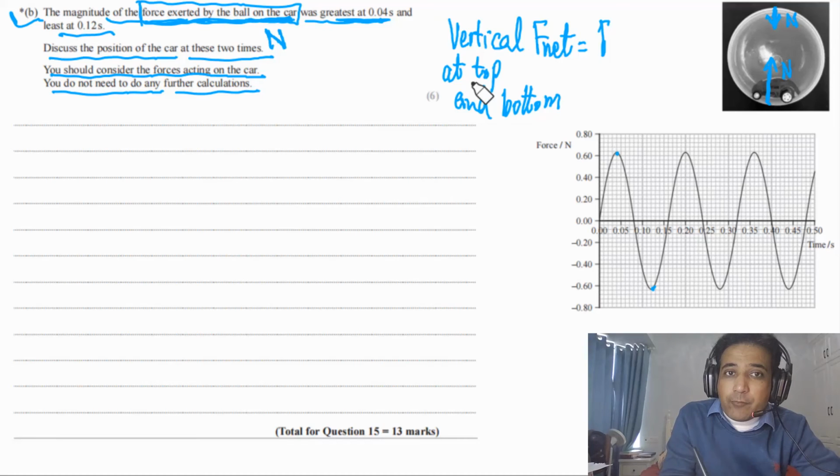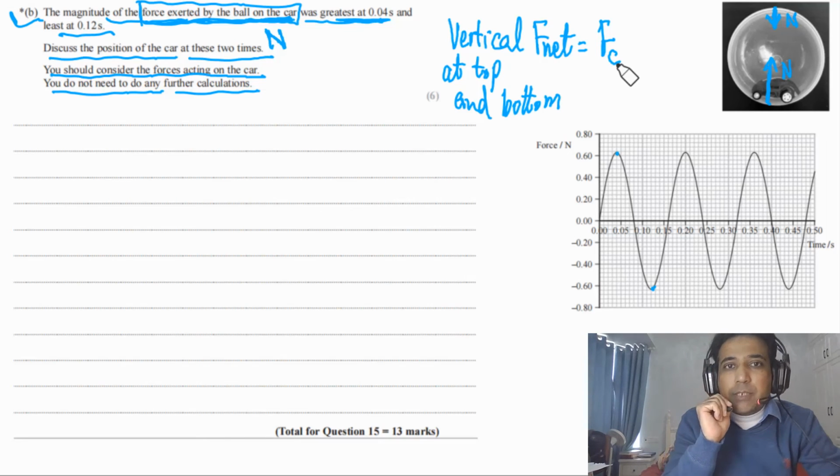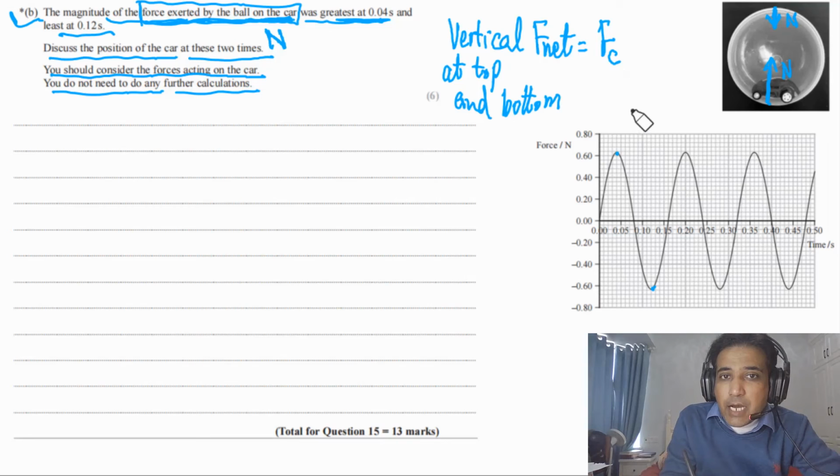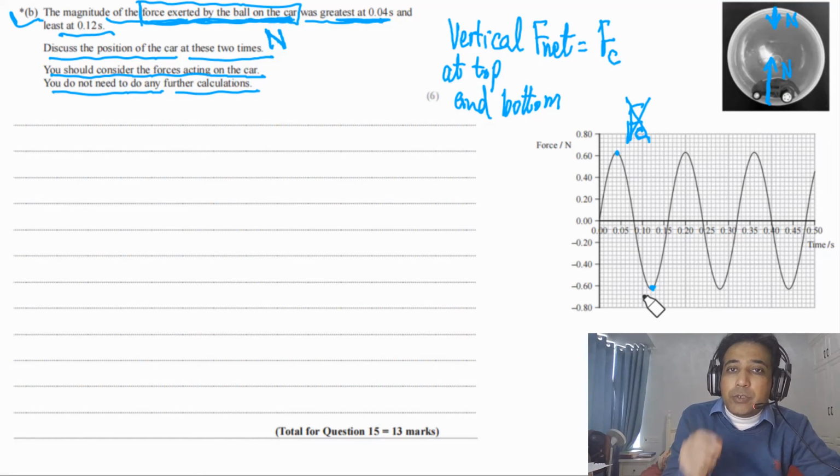So vertical F net at top and bottom is equal to centripetal force. So this is the point you need to understand. And this graph is not representing FC, centripetal force. Centripetal force is only at this point, and at this point you can find from this graph, because this graph is for vertical F net, and vertical F net is maximum at this point and also maximum at this point. And at this point it is equal to 0.